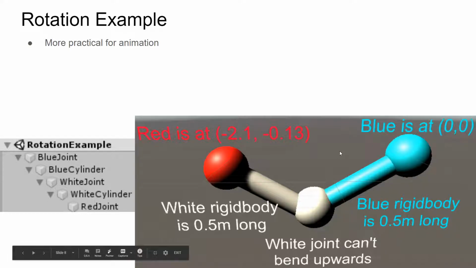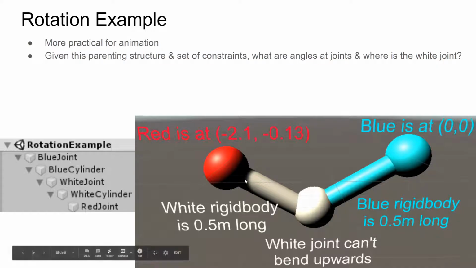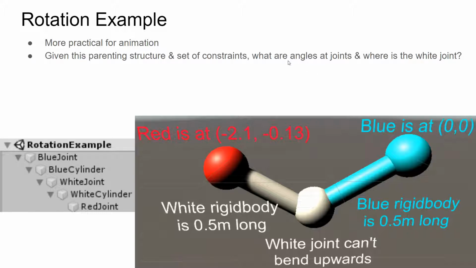So for a slightly more complex example that makes you think about rotation, you have this parenting structure, which is still pretty similar. The blue is the grandparent, white is the parent, and red is the end effector. Here, blue is at 0, 0, and red is at some other location. You know how long the white cylinder is, and you know how long the blue cylinder is, and you know that the white joint cannot bend upwards, so it can't be angled like this.